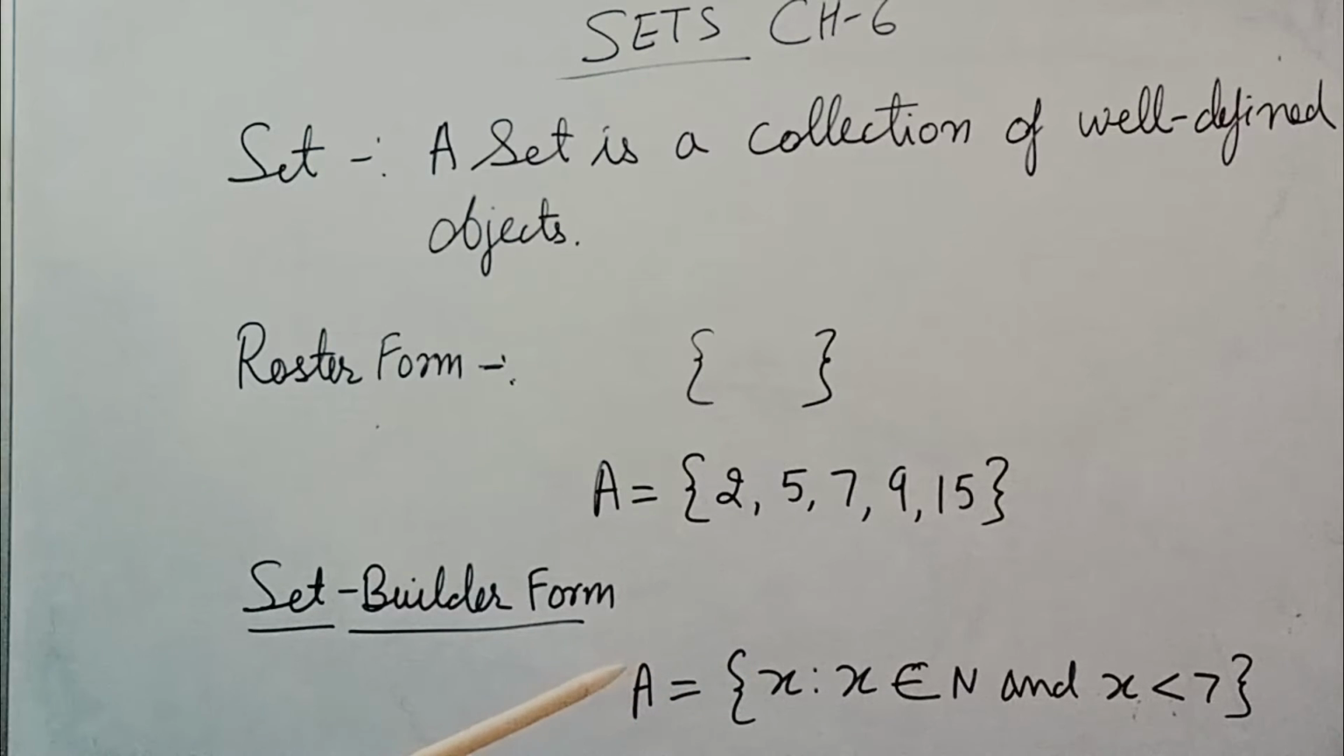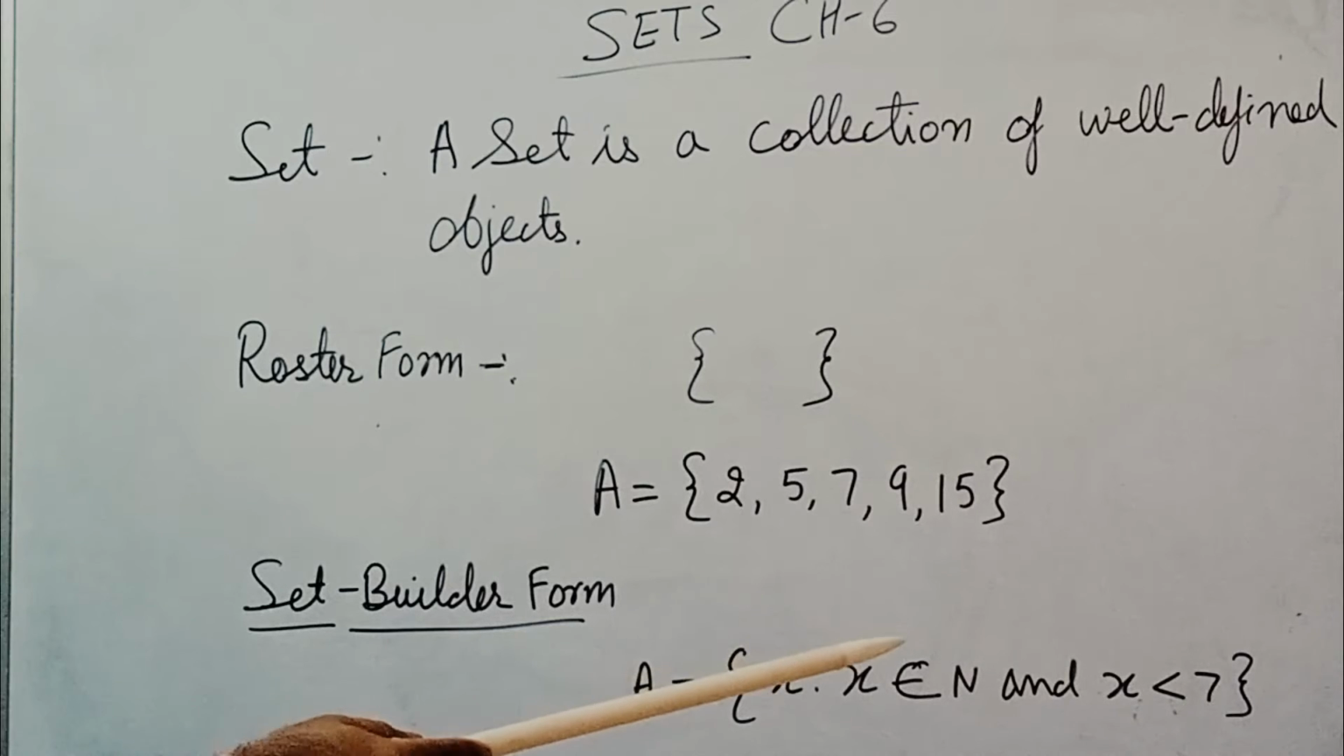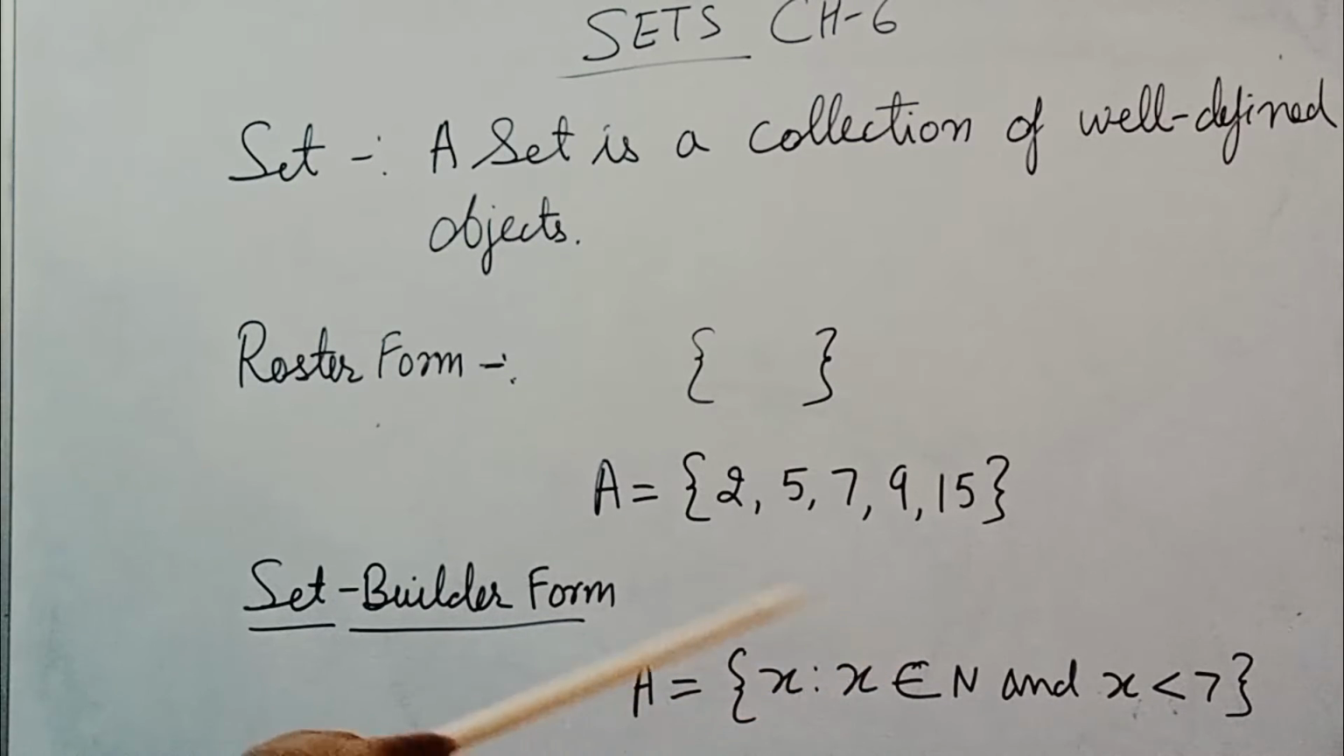How can you see it? A = {x such that x belongs to N}. What is N? N is the natural numbers, that means 1, 2, 3, 4, 5, 6 all are natural numbers. So we have a set A having the element x, and x belongs to the natural numbers, that means x can be 1, 2, 3, 4, 5, 6 and so on. But one more limitation we have there: x is less than 7.